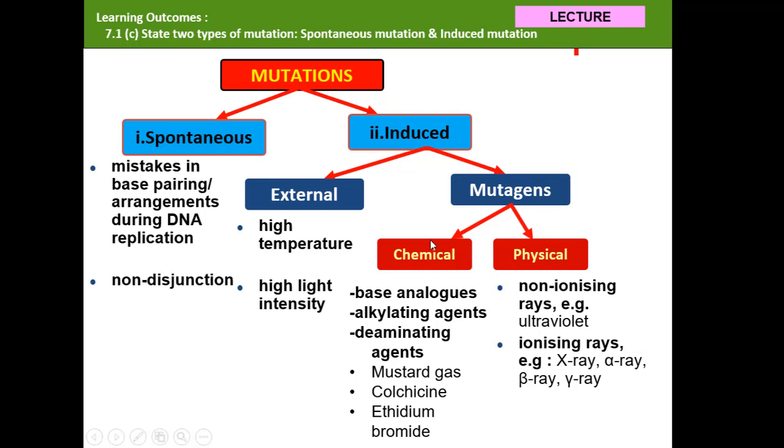The examples for chemical mutagen are mustard gas, colchicine, and ethidium bromide. For your information, colchicine is very dangerous. Colchicine can prevent the formation of the spindle fiber in the nucleus during cell division. And the examples for physical mutagen are ultraviolet, X-ray, alpha ray, beta ray, and gamma ray.